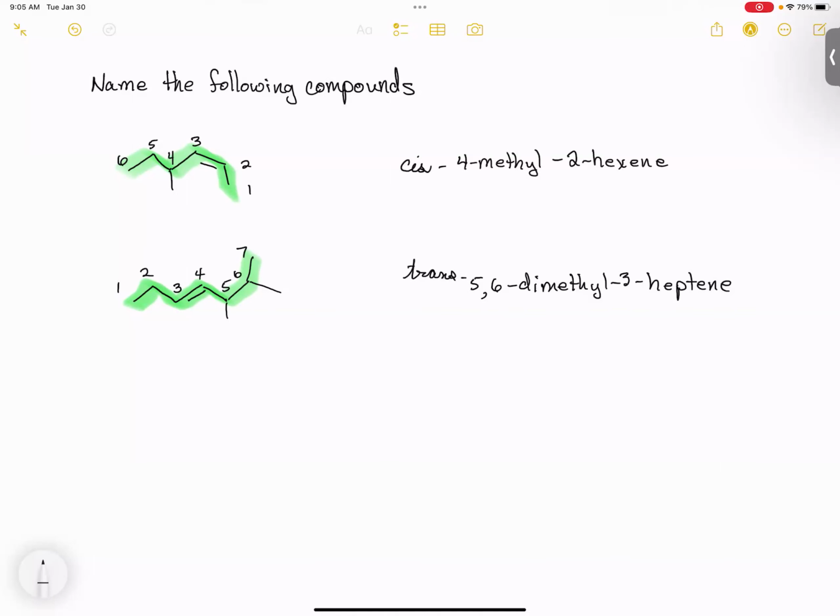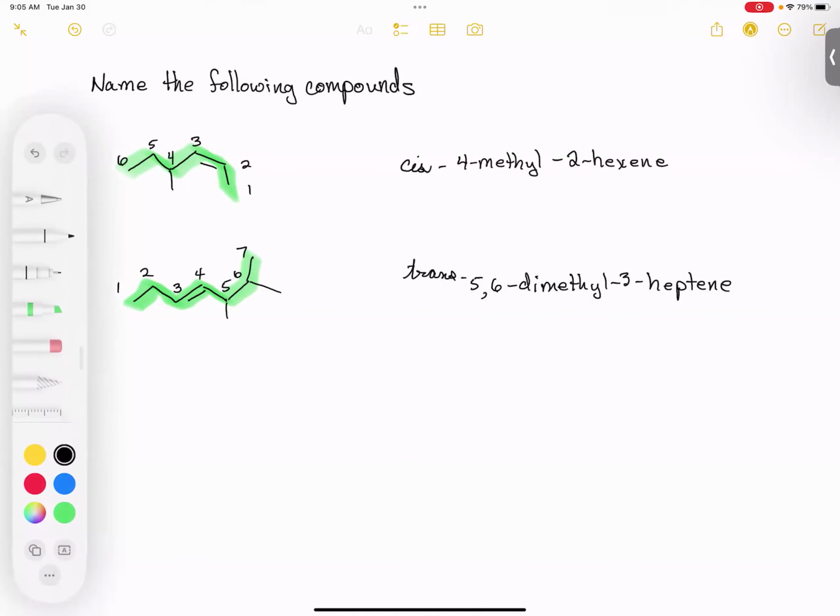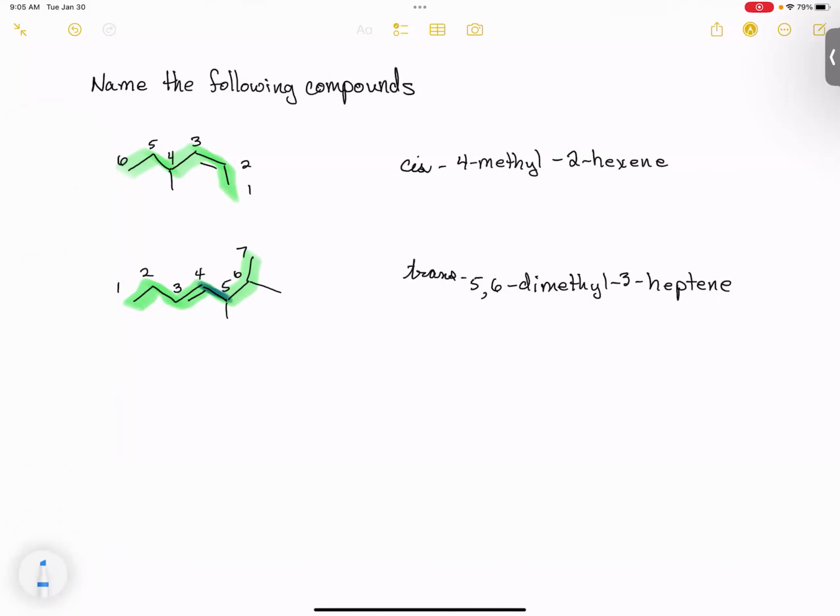You're looking at those links. So what I'm looking at to determine whether it's cis or trans is I'm specifically looking at this line and this line. See how they go opposite when I drew the 2 lines? Whereas in the previous one, I was looking at the 2 lines and they were on the same side. Did that answer your question? Yeah. Okay.